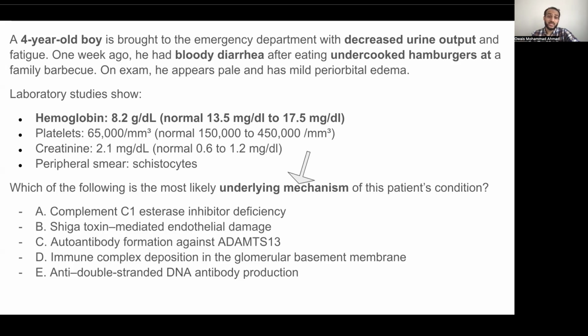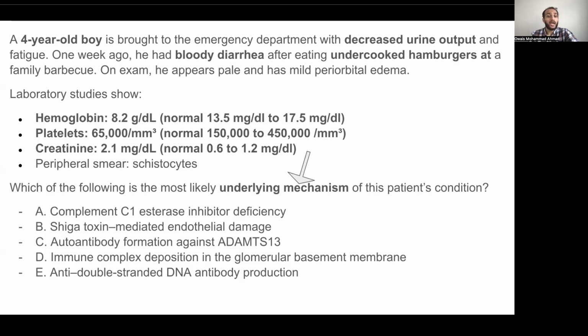And then the next thing is platelets. Again, I would ask the student, what do you think normal platelet counts are? And hopefully we would conclude we're having thrombocytopenia over here. After that, I would ask him about creatinine as well. And we would conclude we're having kidney failure, high creatinine, and peripheral smear histiocytes. Now let's come to the first option.